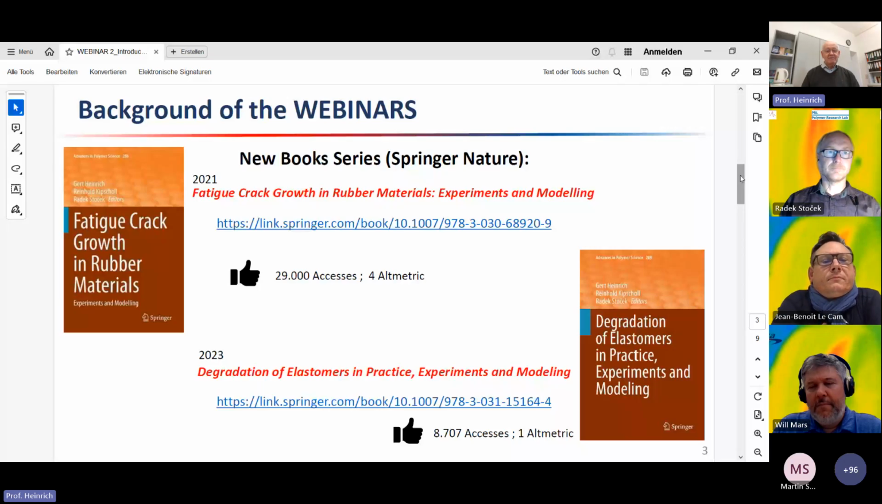By the way, you see, meanwhile we have a lot of accesses, and also the impact of these books is increasing. That is expressed by the altmetric values.